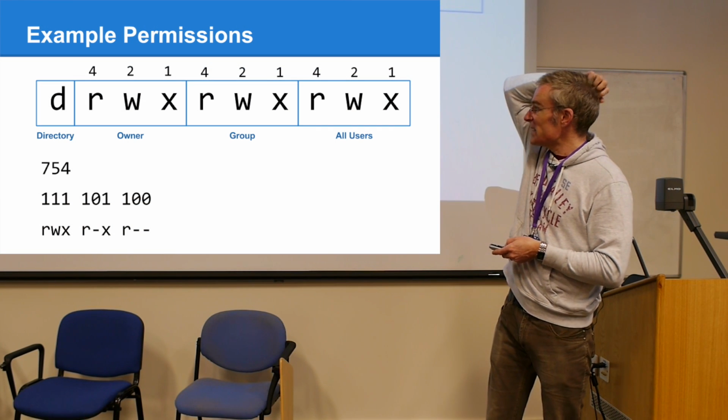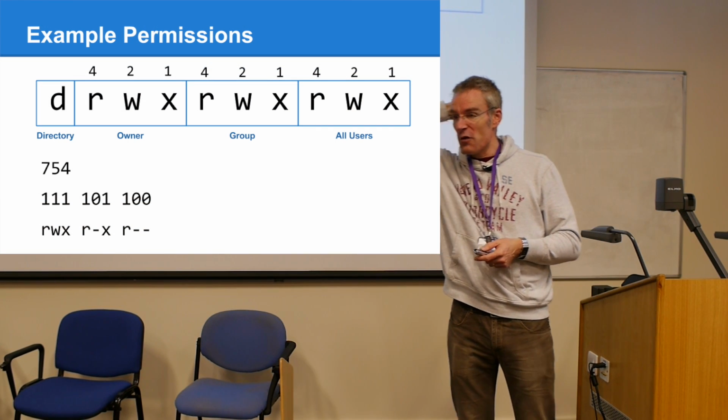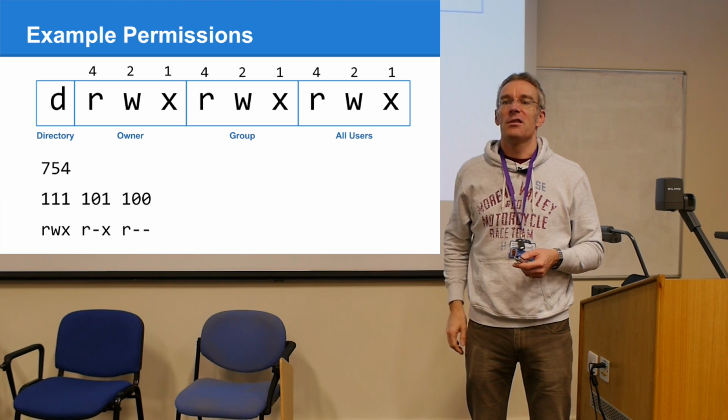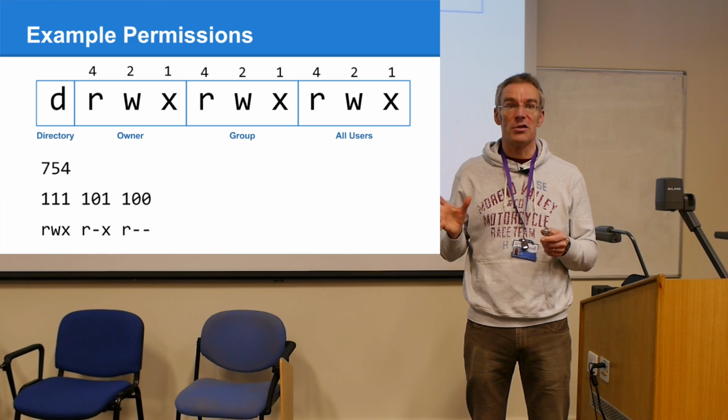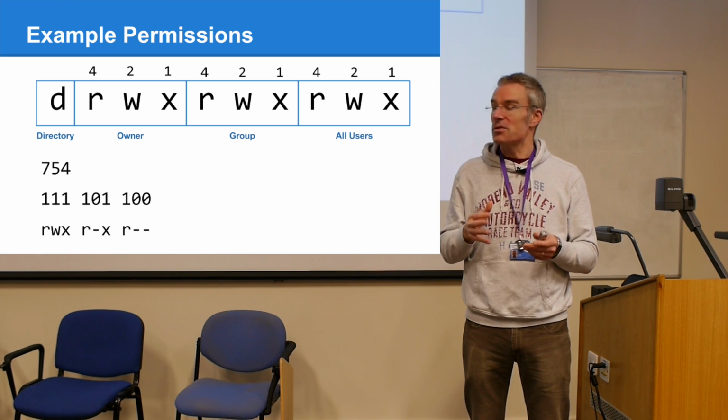So let's look at some examples. Okay, 754 permission, that's classic Apache. The web root folder that you'll often find has 754 permissions. So let's translate this into what it means.